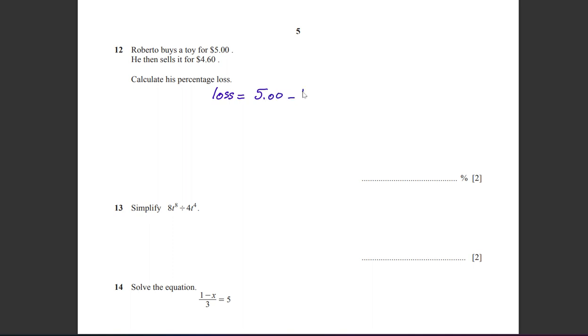If I want it as a percentage, what should I do? Divide this over the 5, then multiply by 100. It will be 8%. And also, you can do it directly. You can subtract 5 minus 4.6, divided by 5, multiply by 100. It will give you the 8 directly.